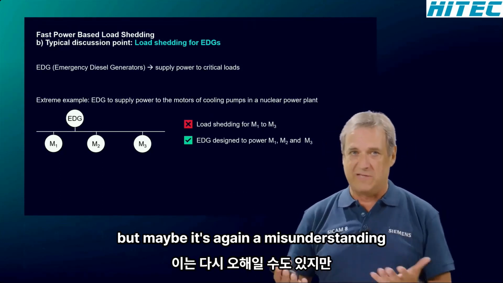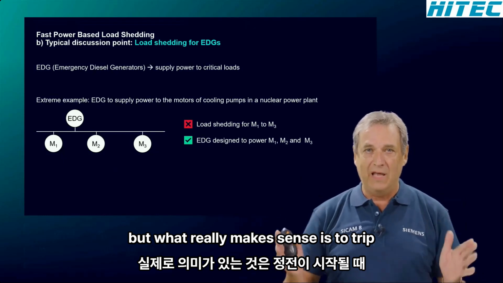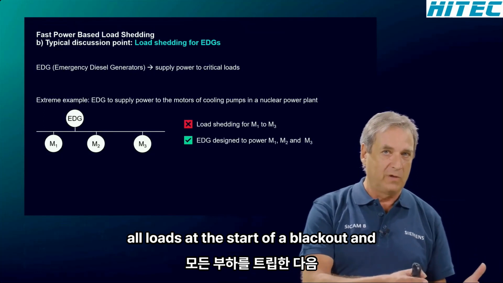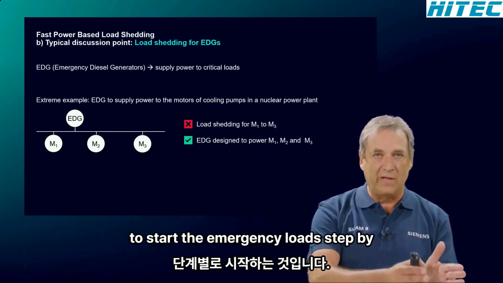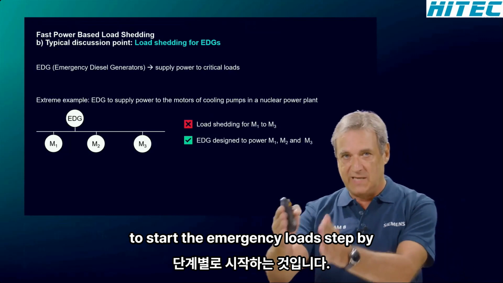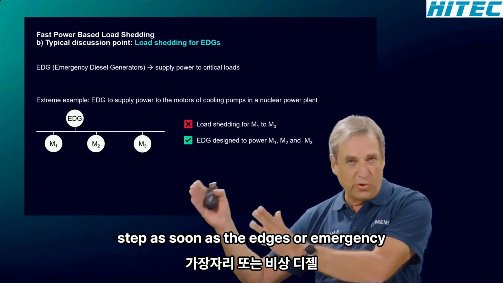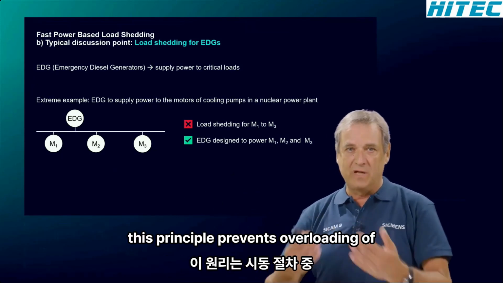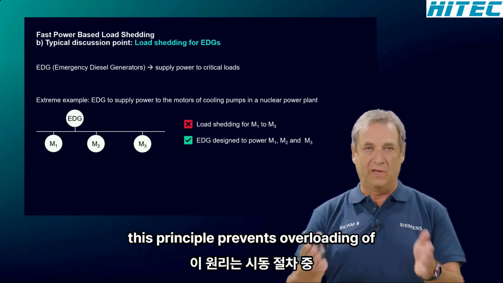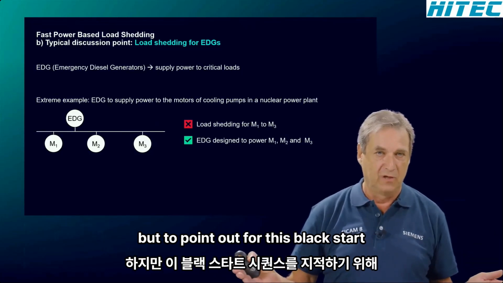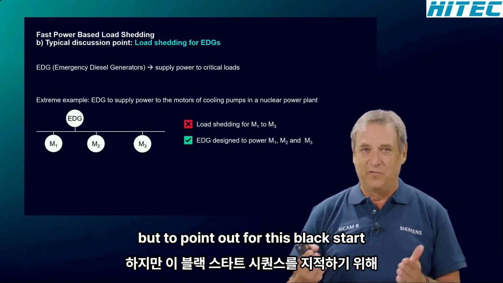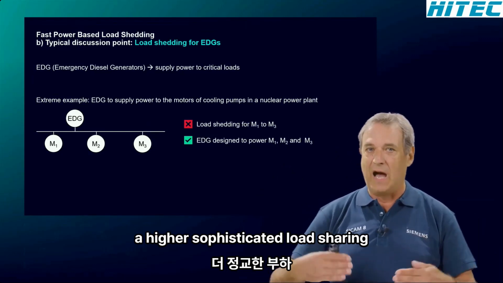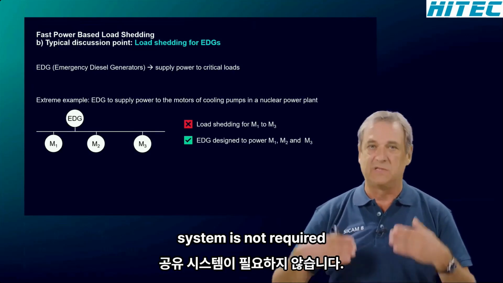But maybe it's again a misunderstanding. What really makes sense is to trip all loads at the start of a blackout, and then to start emergency loads step by step as soon as the EDGs, or emergency diesel generators, are able to power them. This principle prevents overloading of the EDGs during the startup procedure. But to point out, for this black start sequence, as we call it, a more sophisticated load shedding system is not required.